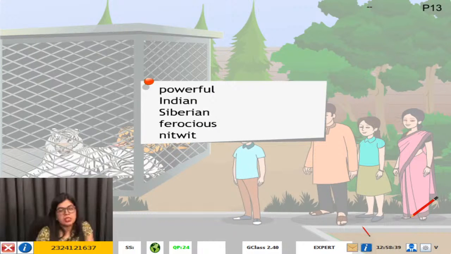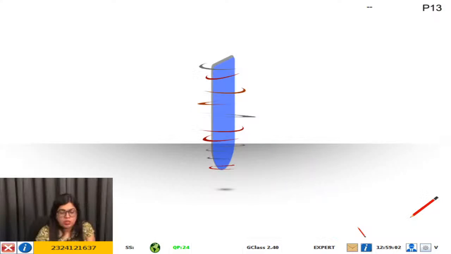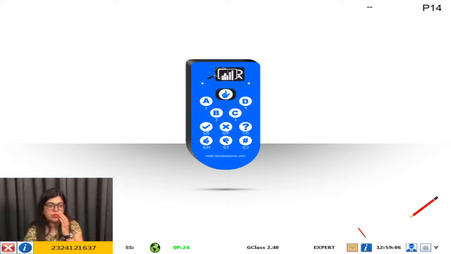Okay, so powerful, Indian, Siberian, ferocious, nitwit. Okay, so these are again some adjectives of quality. So if we say powerful tiger, Indian tiger, Siberian tiger, ferocious animal, nitwit, these are some adjectives which talk about the quality of a person or a thing. Okay. So here I have another question for you all. All of you take out your clicker devices.